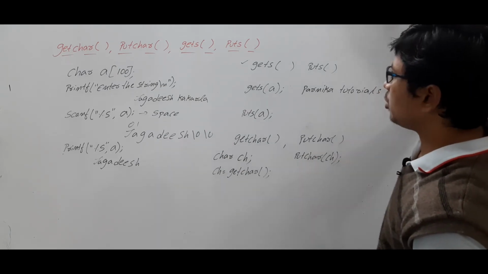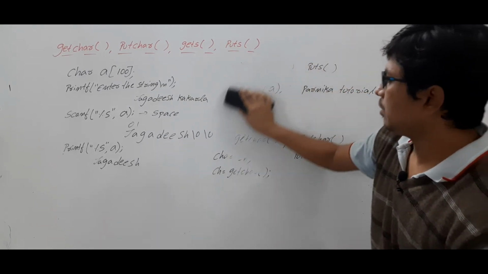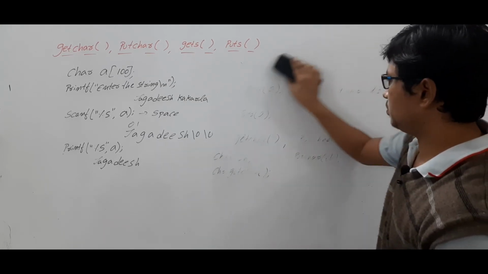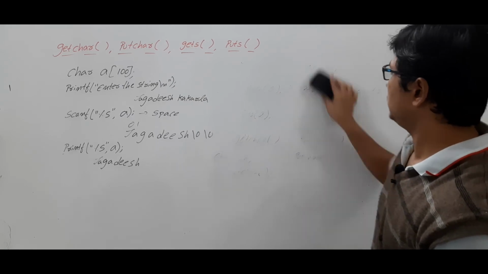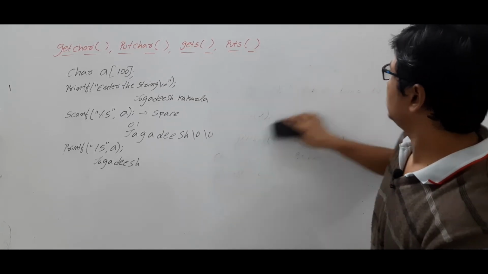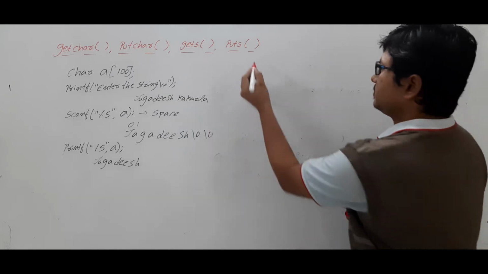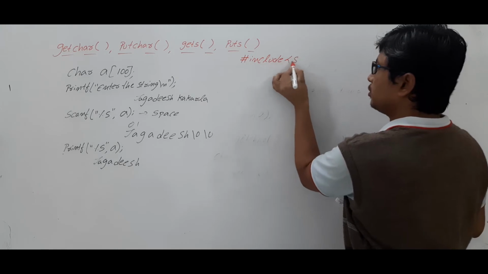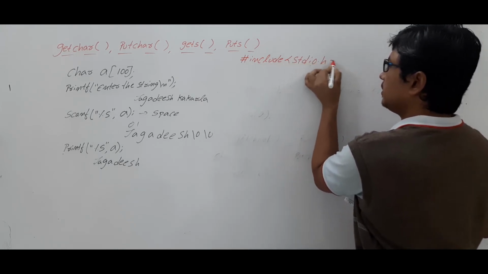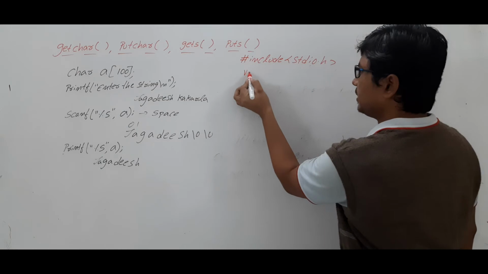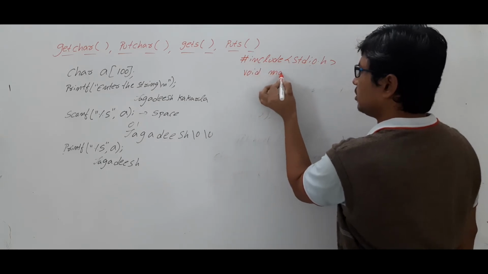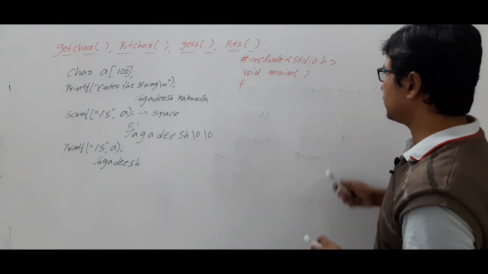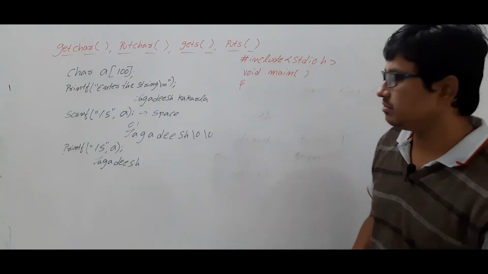Now let me write a small program, okay, where I am reading the string as a collection of characters and displaying as an output. Okay. Hash include stdio.h, which is a standard input output header file. Okay. Then I am using a void main, so the return type is void, so this function will not return anything, and the name of the function is main, okay, which is a predefined function, not a user defined function.